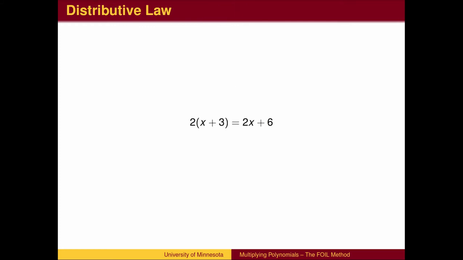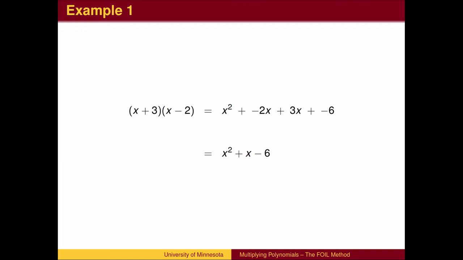Recall the distributive law. When a polynomial like x plus 3 is multiplied by a single term like 2, the 2 is multiplied to each term in the polynomial. We multiply 2 times x, and then multiply 2 times 3.